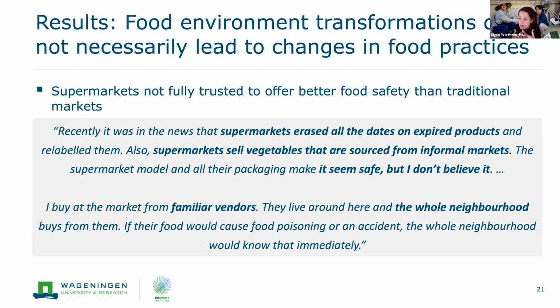And in return, you see a different type of trust mechanism: familiar vendors that sell within the neighborhood will really take care of food safety, because if there is one case of food poisoning, the whole neighborhood would know it and would talk about it, and then the vendor would be out of business. So there is a real rationale and driver for vendors to make sure the food they sell is safe.